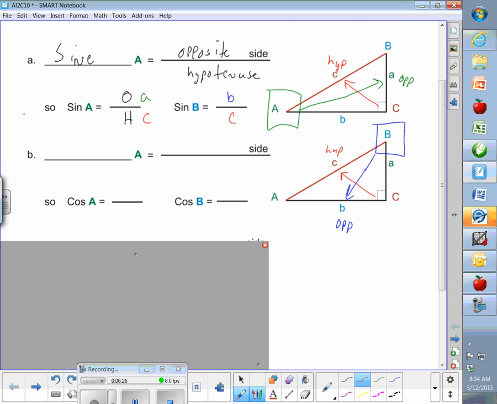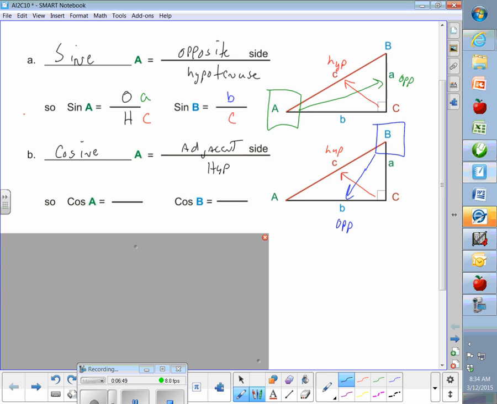All right, so the second one is the cosine. CO and then SINE, the cosine. So does anybody remember the cosine? Say it if you know it. It's the adjacent over the hypotenuse. Cosine is the adjacent over the hypotenuse.